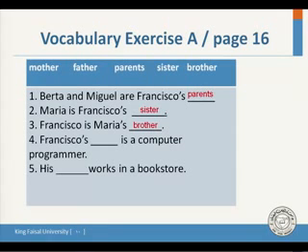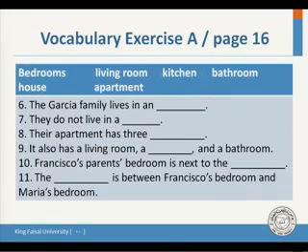Francisco's blank is a computer programmer. Who works as a computer programmer? His father. Francisco's father is a computer programmer. Number 5, his blank works in a bookstore. Who works in a bookstore? His mother. His mother works in a bookstore.